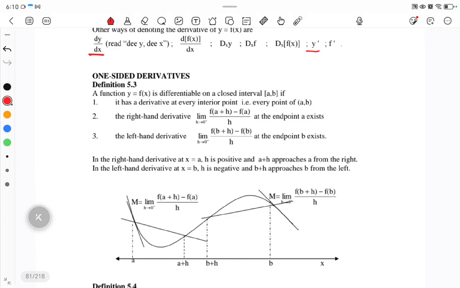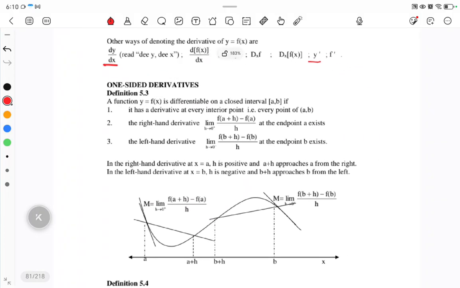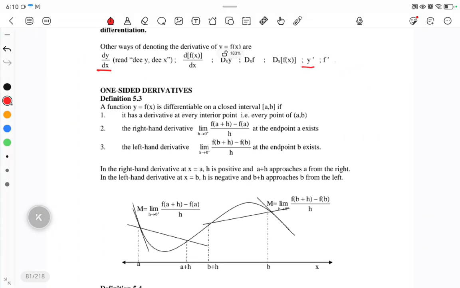So now we come to one-sided derivatives. We learned from one-sided limits, also from continuity, that when you're approaching something from the right, you put plus there. When you're approaching something from the left, you put minus. And we learned from continuity that if something is right continuous, it means that it has a plus there. If it's left continuous, you have a minus there.